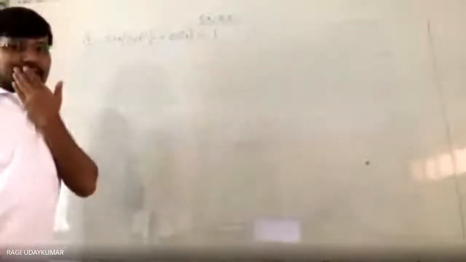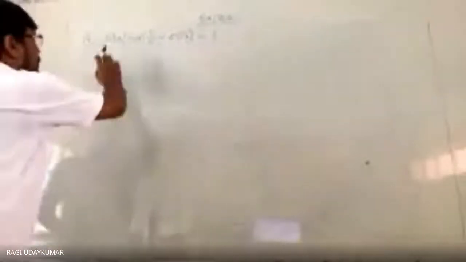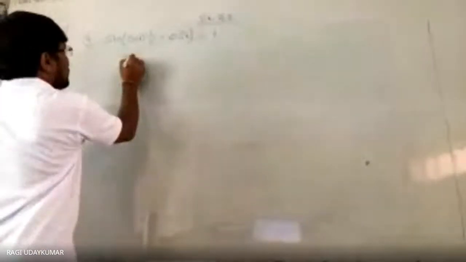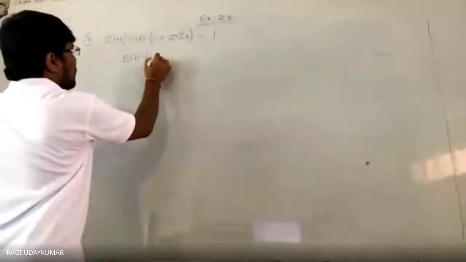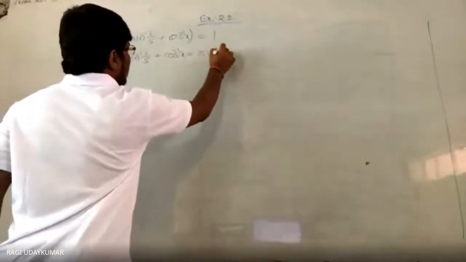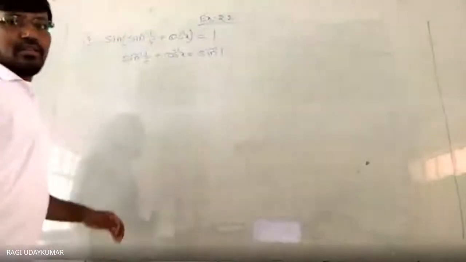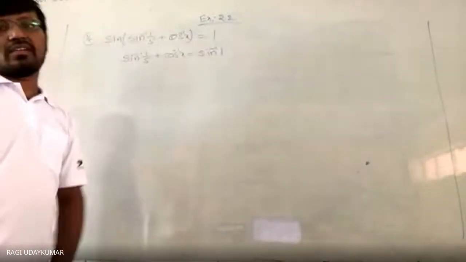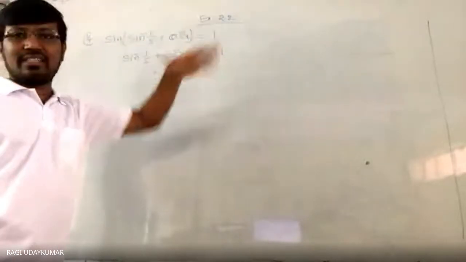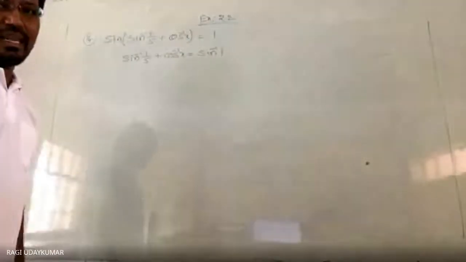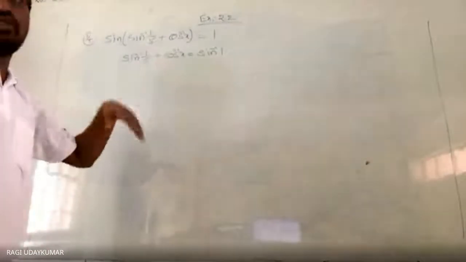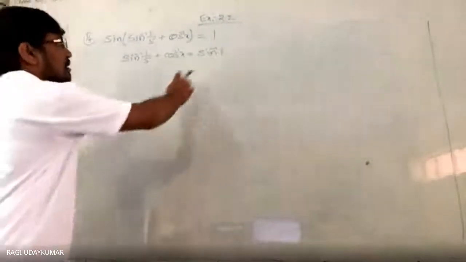Plus cos inverse x is equal to 1. So if you apply sin inverse on both sides, you can write sin inverse of 1 by 5 plus cos inverse of x is equal to sin inverse 1. Usually, applying sin inverse on both sides is not quite the correct way of explaining it, but just applying sin inverse on both sides, you are going to get this.